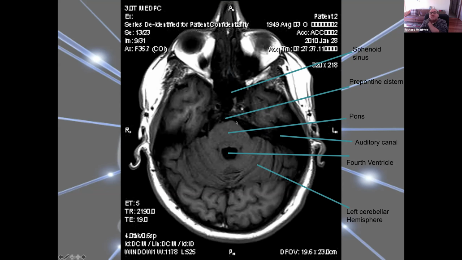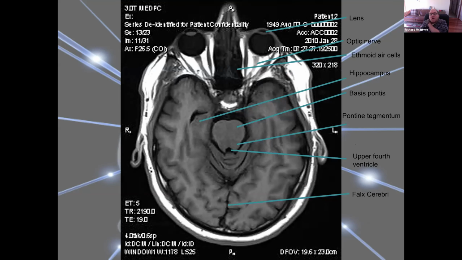Pre-pontine cistern. So again, we know the pons, pre, before. We've got the pons, auditory canal, fourth ventricle, we saw that on our initial diagrams, and left cerebellar hemisphere. So what have we got here? Basis pontis and pontine tegmentum, so the parts of the pons, looking at an axial.